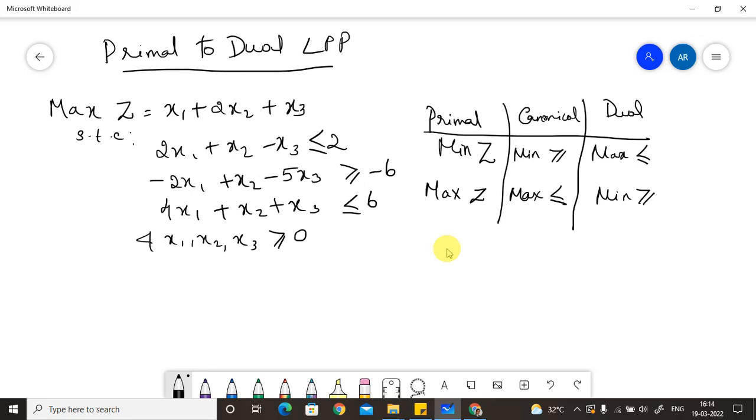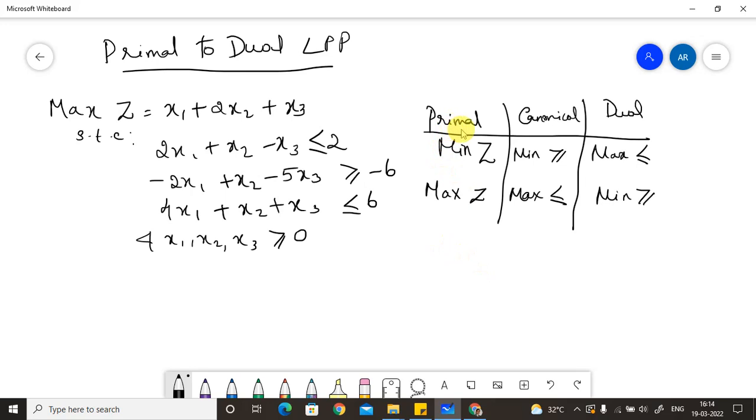So let us see now. Let us take down this problem. The problem is given here: max z equals x1 plus 2 x2 plus x3, subject to three types of constraints. So the problem is in primal form now. Now we have to find another equivalent form using the same data. That will be the dual form for the given primal LPP. And also you can see that the table is shown here.